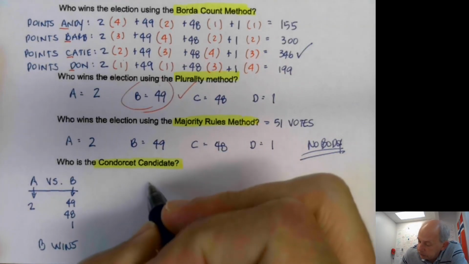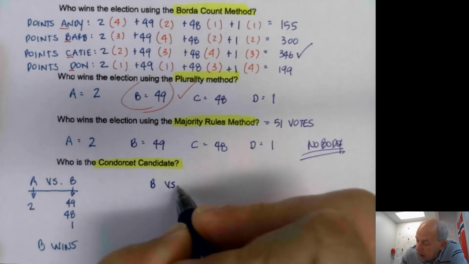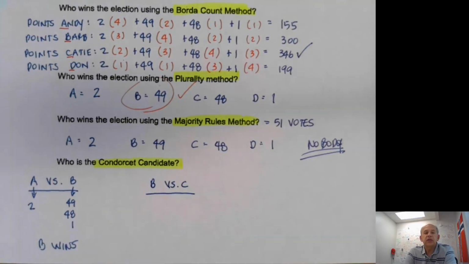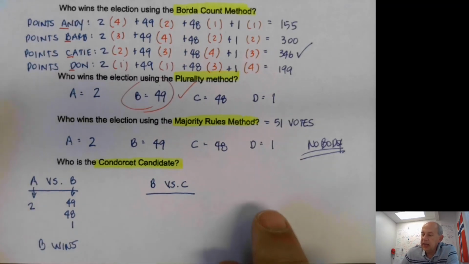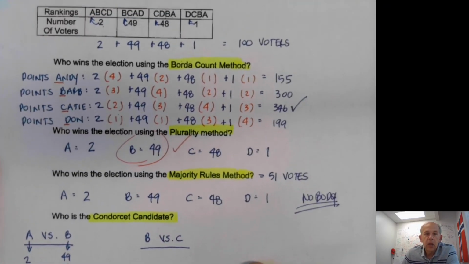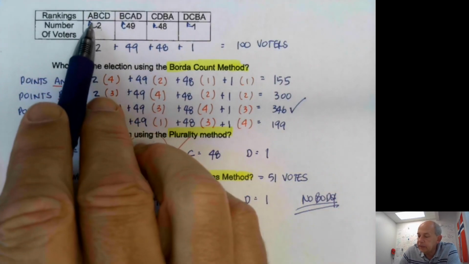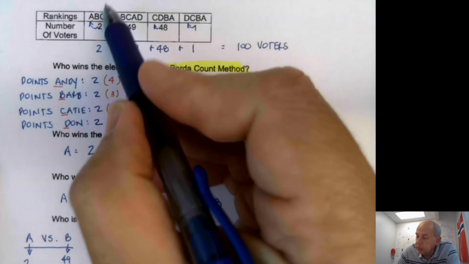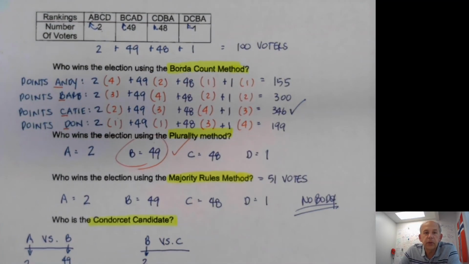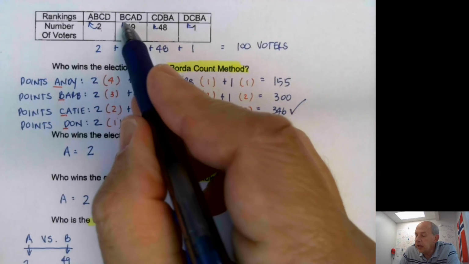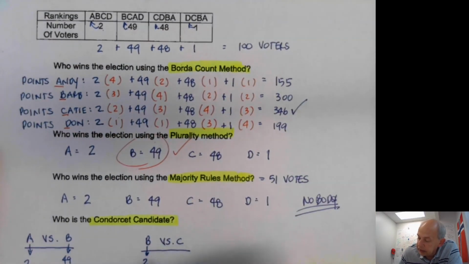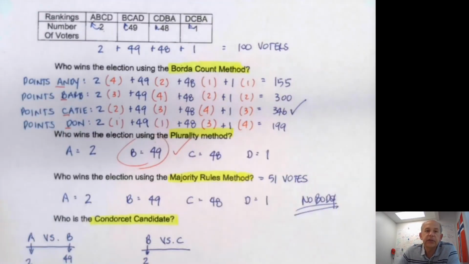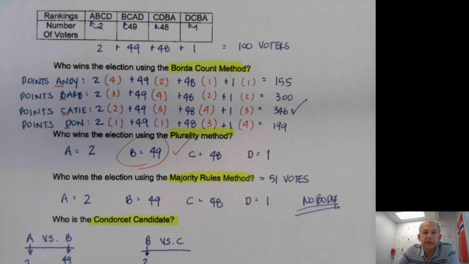We have to put B up against C in my next battle. Barbara defeated Andy. Let's stick with our winner. Let's see if Barbara can defeat Katie in a head-to-head battle. We're going to keep going. So comparing B and C, Barb gets 2 because Barbara was in second place, Katie was in third place. 49 votes on the line.